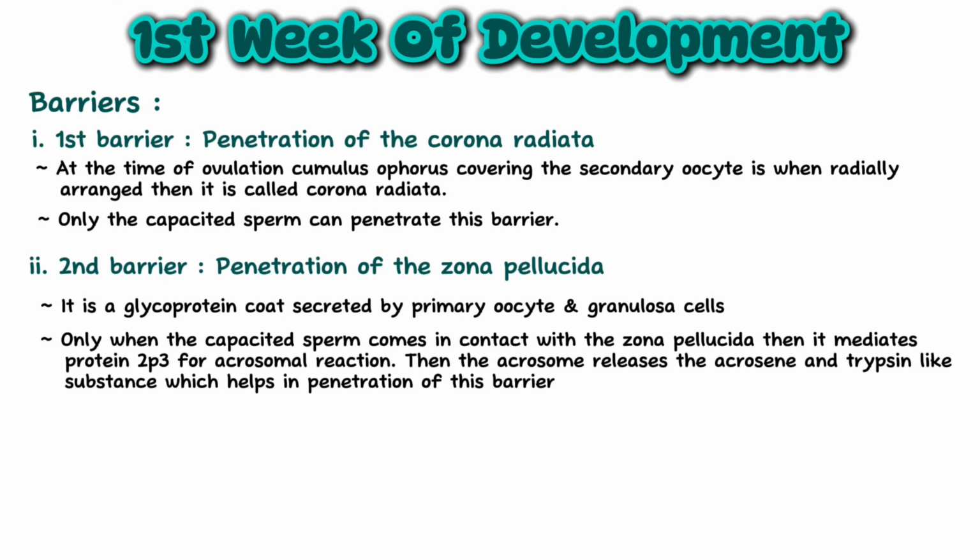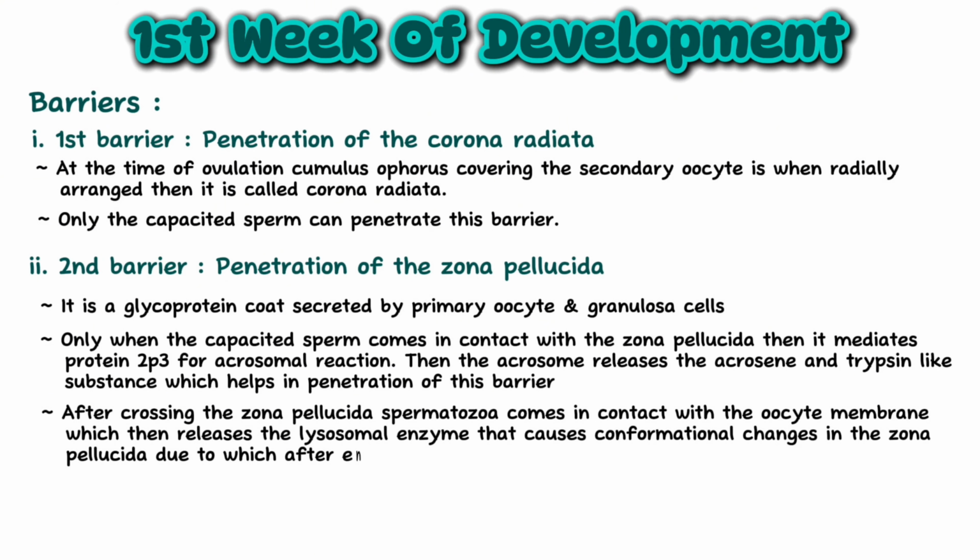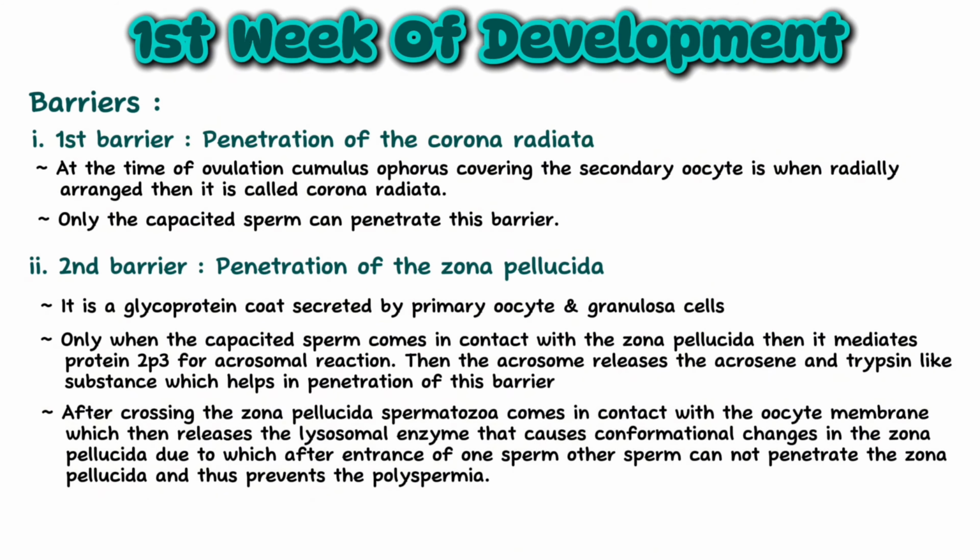Now, there is a special thing that occurs after the penetration of the zona pellucida layer. Since we know only one sperm can fertilize the ovum, after the crossing of the zona pellucida, the spermatozoa comes in close contact with the oocyte membrane, which releases lysosomal enzyme, due to which conformational changes occur in the zona pellucida. After this, the entrance of one sperm causes other sperms not to be able to penetrate the zona pellucida layer, which means one sperm after entering the zona pellucida prevents the entry of other sperm, which helps to prevent polyspermia.